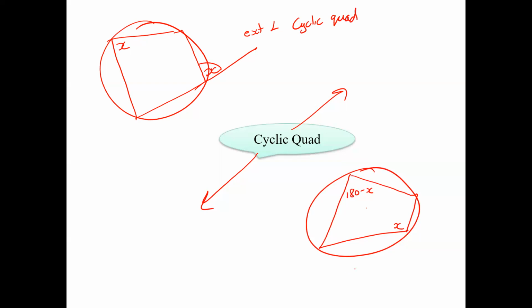And for this we can just use the reason cyclic quad. We don't have to state the whole thing. They accept that as you're saying cyclic quad. Opposite angles of a cyclic quad are supplementary. So that's a quick walkthrough.